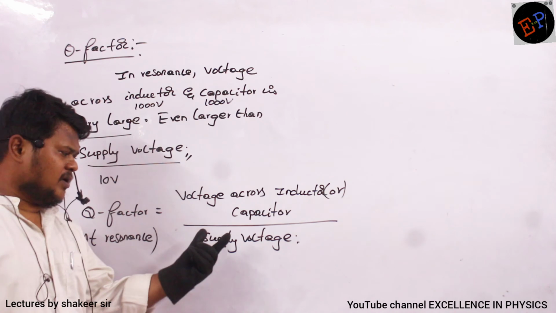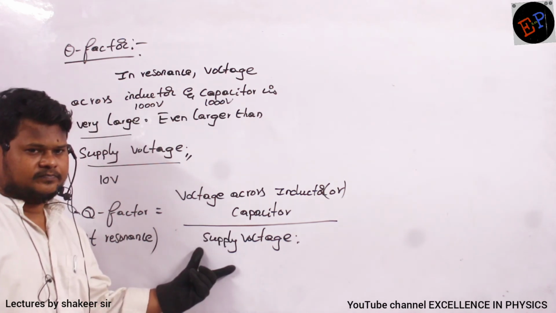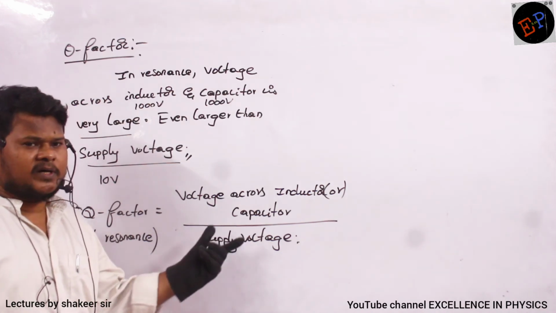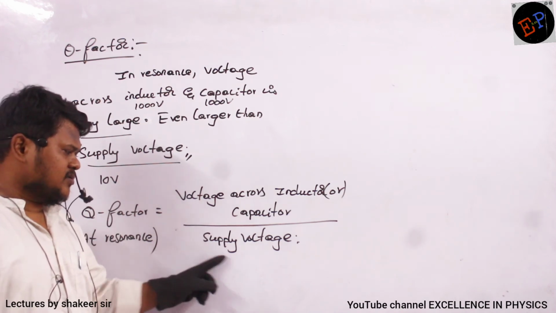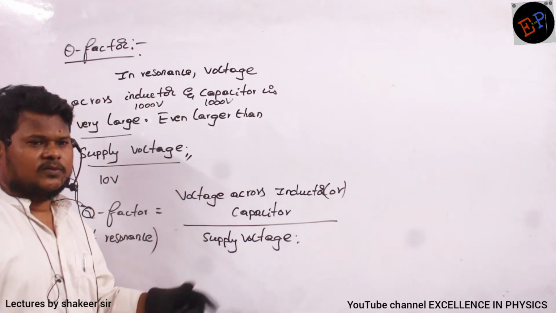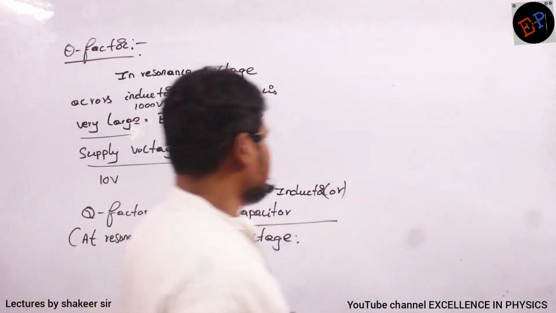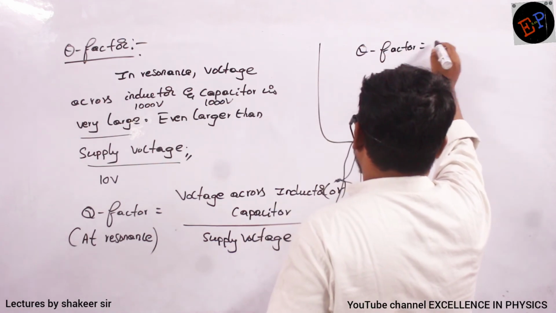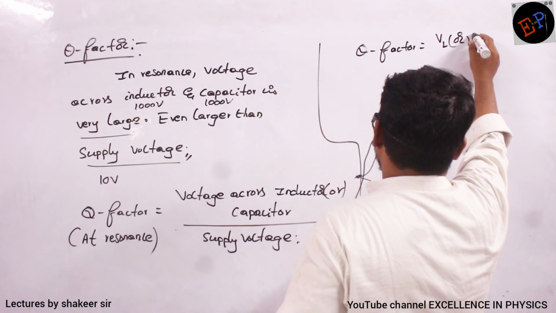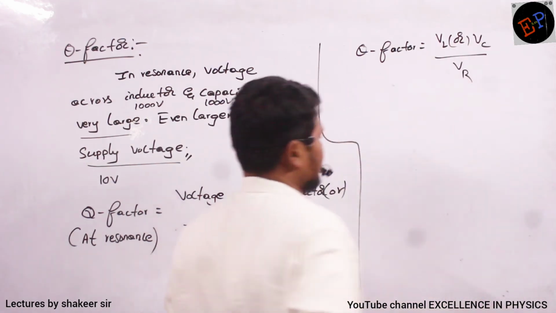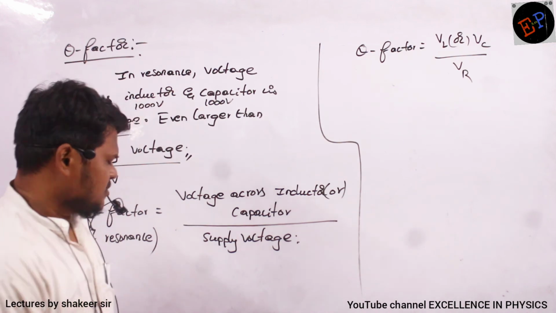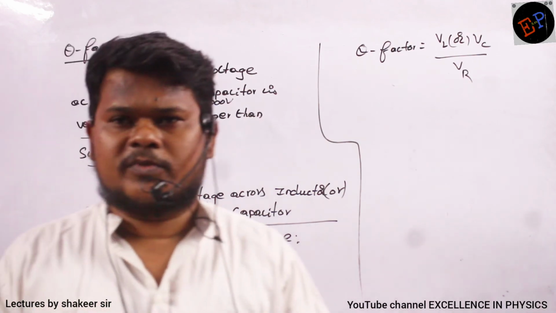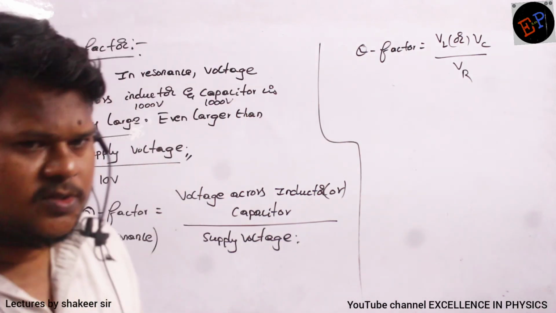And in resonance, who will consume this total voltage? Resistor only, no? So instead of supply voltage, can I write IRMS multiplied by R? I can write, because in resonance, who consumes the supply voltage? Only the resistor. So this equation can also be written as Q factor equals VL or VC divided by VR. The reason is that at resonance, the supply voltage is nothing but the voltage consumed by the resistor. Already we have written that statement, so you should remember it.